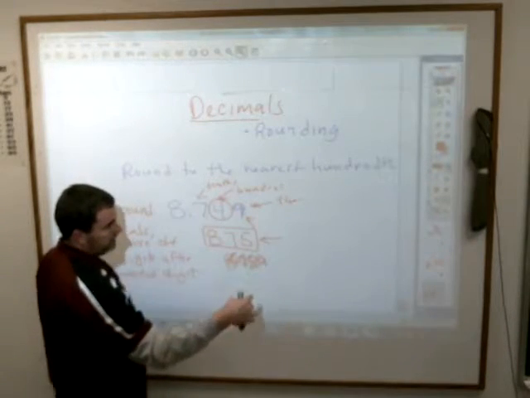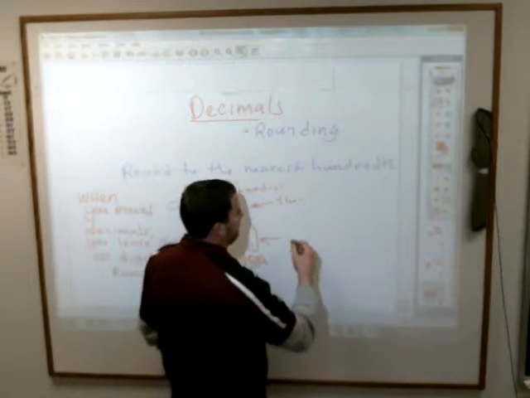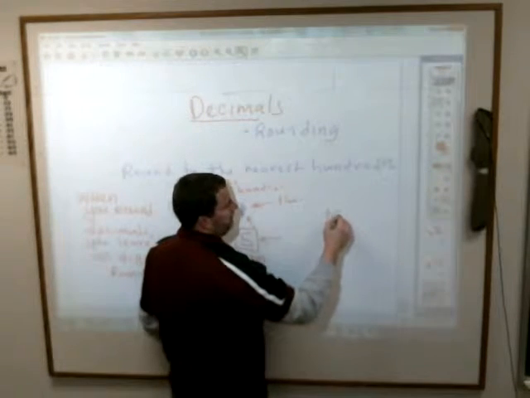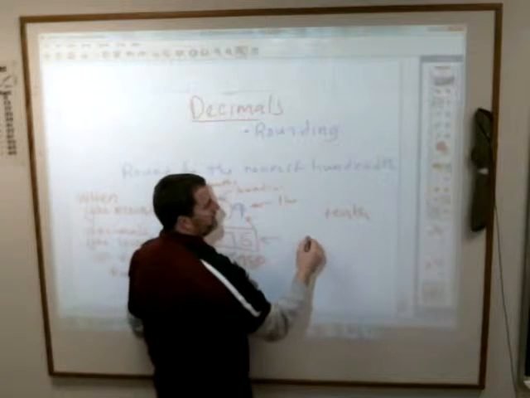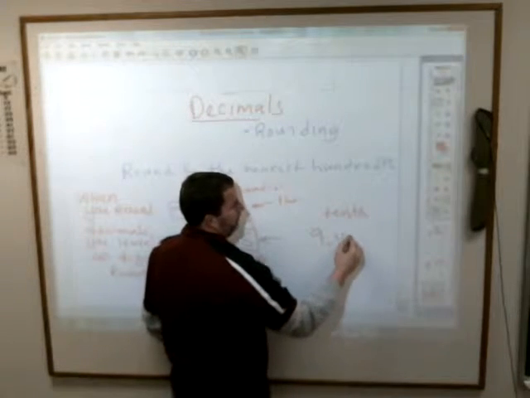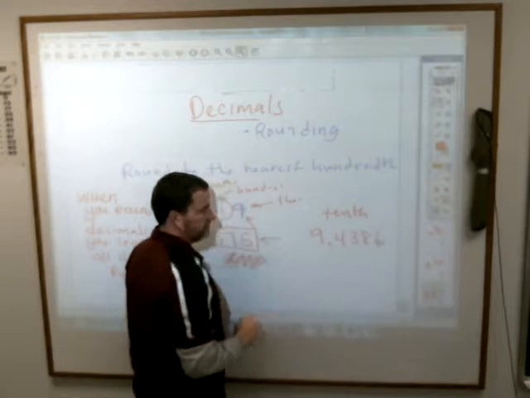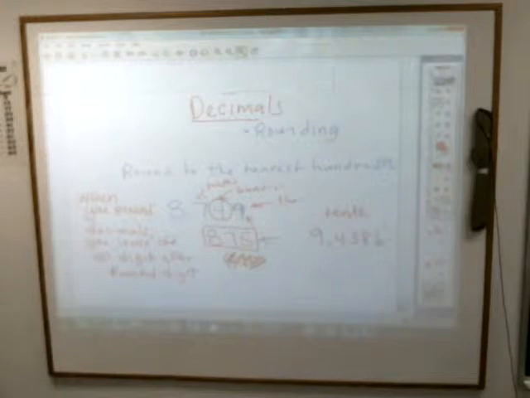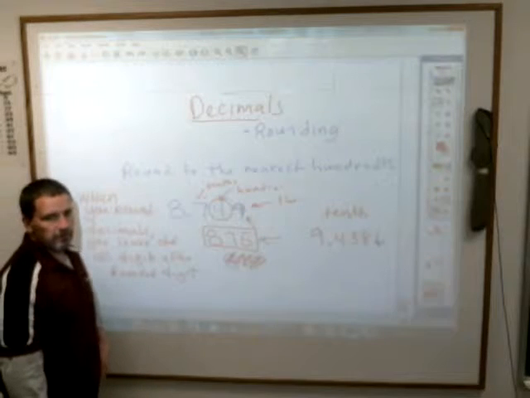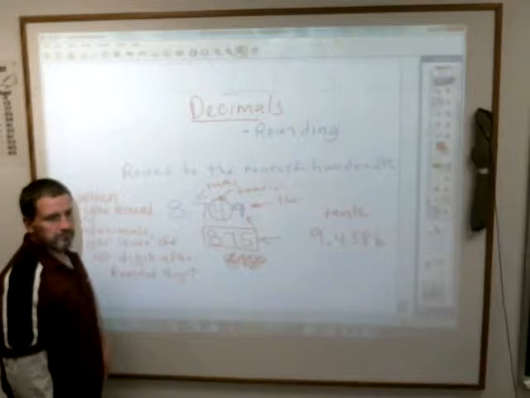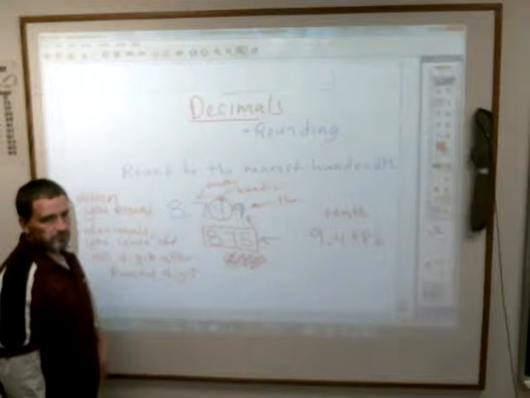Okay? Got that? So if I was rounding to the nearest tenth, and the number was 9.4386. 9.4386 rounded to the nearest tenth is going to be, Jacob? 9.4 thousand. No, 44 thousands.